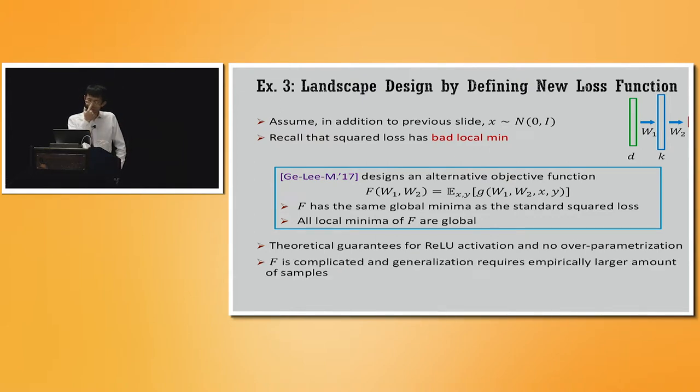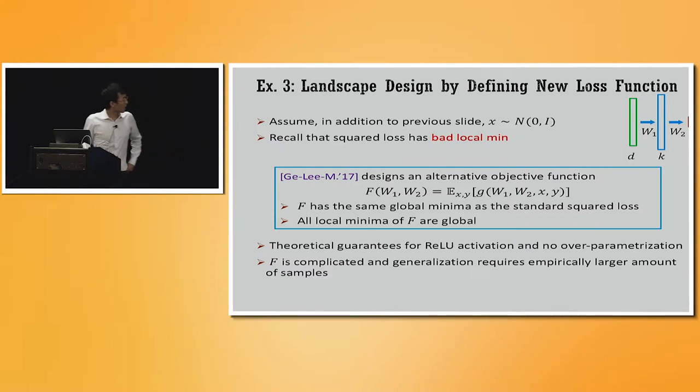Anyway, there is a caveat here as well. f is very complicated, and we do implement f, and it works in practice, but it requires a lot of examples. So even though we don't overparametrize, because you redefine the loss function, the generalization guarantee becomes worse.